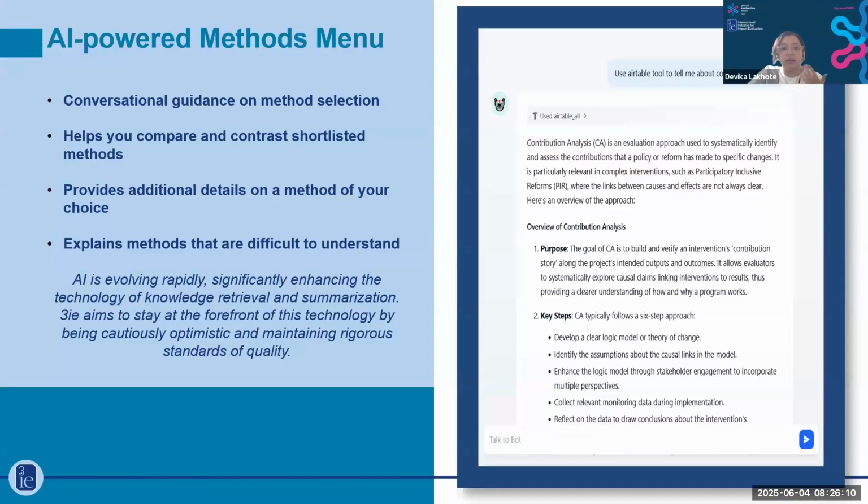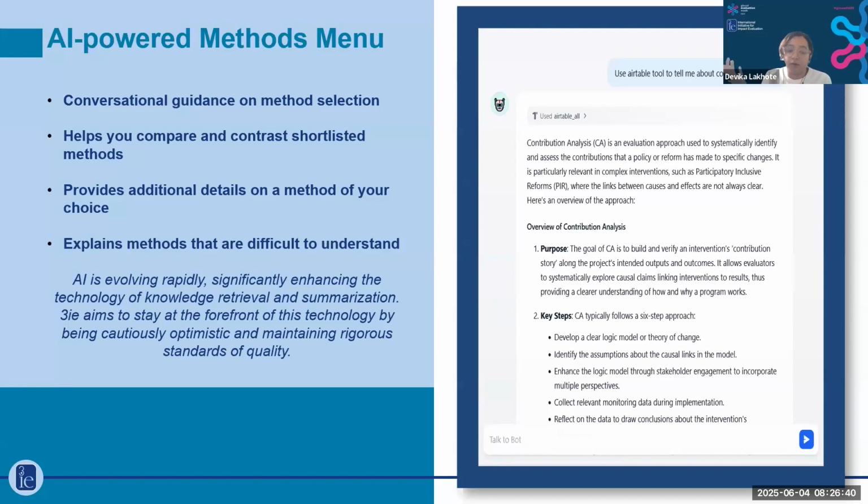So looking ahead, what's in store for the methods menu? As we all know, AI has encompassed all of us at this point. So we are also trying to power our methods menu with AI tools. Some of the features that we hope for it to have is conversational guidance on method selection. So right now you saw it's a click and filter kind of interface. So we want to add more of a chatbot kind of interface to it.